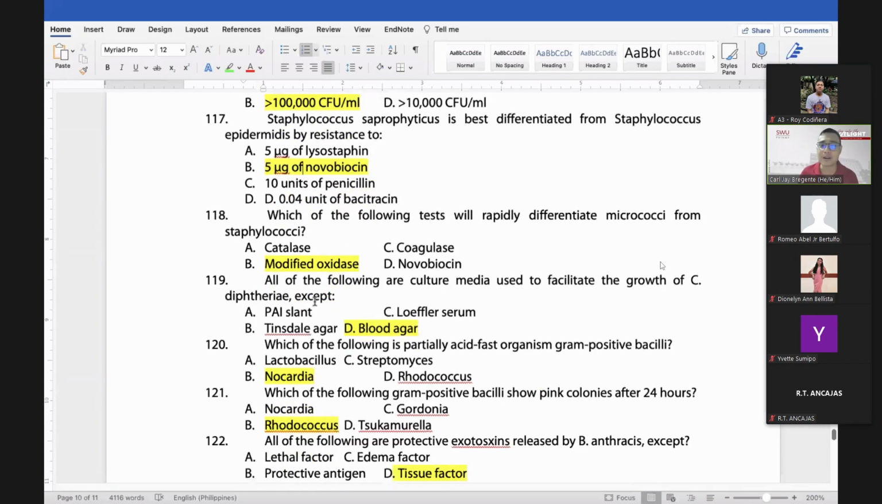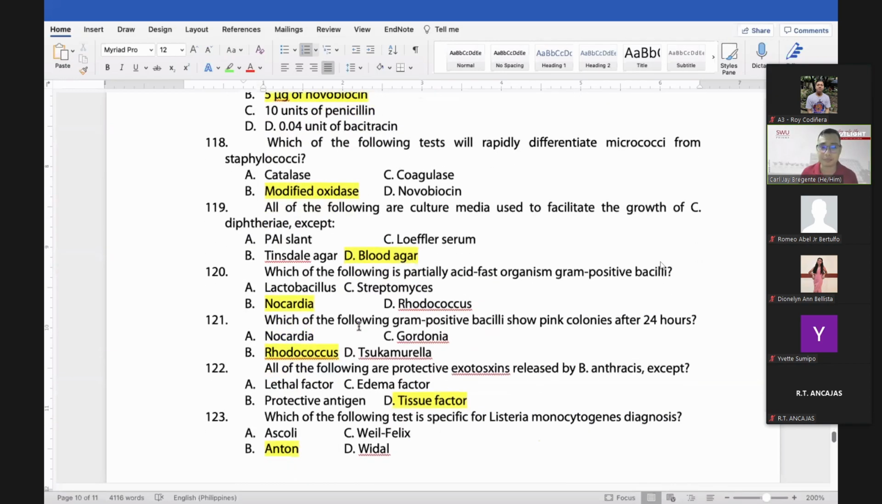All of the following are culture media used to facilitate the growth of C. diphtheriae, except: Pai's slant, Tinsdale's agar, and Loeffler's serum are selective and special culture media for C. diphtheriae, except for blood agar. Your blood agar is an enriched culture medium.